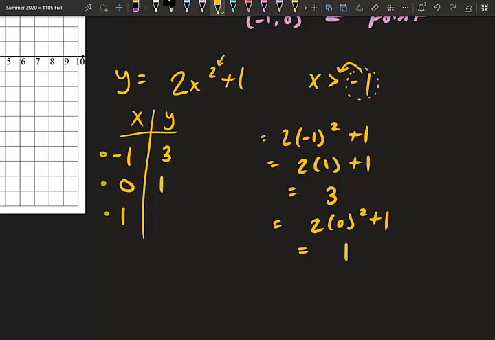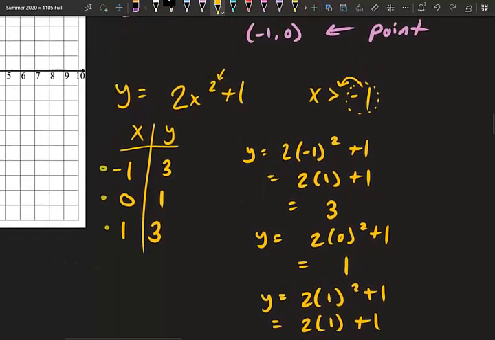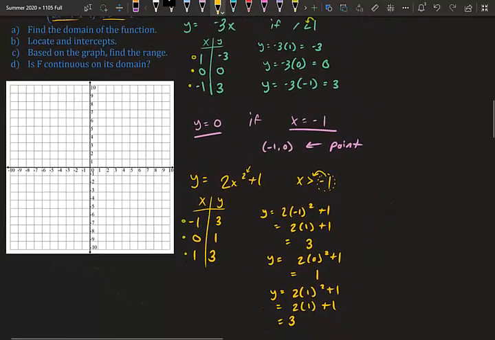And since this is a quadratic, opposite x's always have the same y, but if you don't remember that, let's plug it in. So we have y equals 2 times 1 squared plus 1. So we have 2 times 1 plus 1, and that's how we get positive 3. Alright, now that we have all of our points, let's go ahead and start graphing.